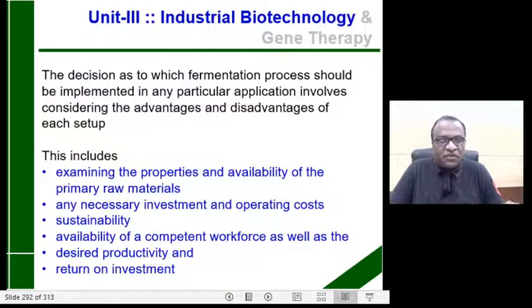So these are some of the important factors that have to be considered before deciding as to which fermentation process should be implemented for a particular application. That is examining the properties and availability of the primary raw materials. Is there any involvement of necessary operating cost? And what is the status of the sustainability? Availability of competent workforce, which is a dependent factor on desired productivity, and return on the investment.